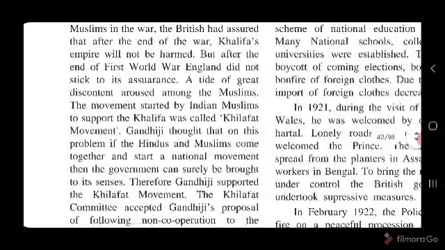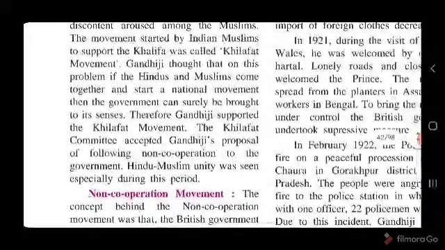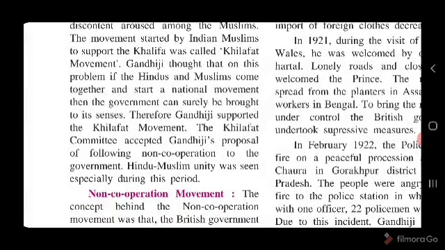Gandhiji thought that on this problem, if the Hindus and Muslims come together and start a national movement, then the government can surely be brought to its senses. Therefore, Gandhiji supported the Khilafat Movement. The Khilafat Committee accepted Gandhiji's proposal of following non-cooperation to the government. Hindu-Muslim unity was seen especially during this period.